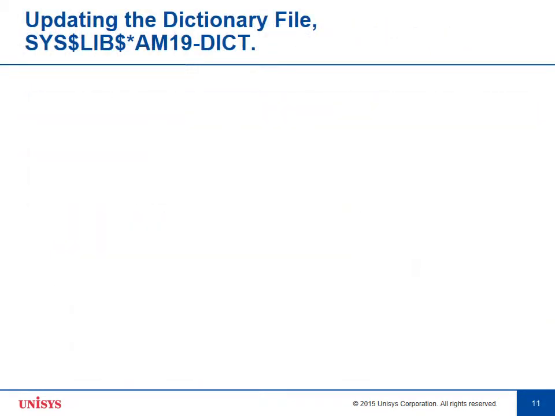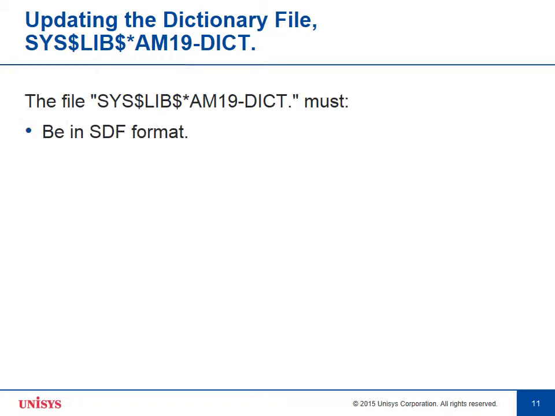Installing user authentication installs the file sys$lib$am19-dict, which is delivered empty. You create your own dictionary list in this file. Often this list will include a combination of ordinary dictionary words and words unique to the enterprise, such as project names. This file must be in SDF format, sorted.